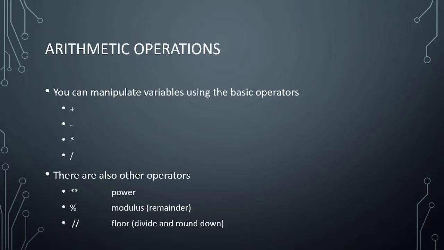These operations are stuff like power, which is to the power of, modulus, which is the remainder of a number. So if I divide a number by another number, what's the remainder? And floor is a divide that then gets rid of anything that's left over. So if I do something like 17 floor 8, it'll tell me that the answer is 2. It ignores any decimal part of that number. So let's go have a look at some arithmetic operations now.